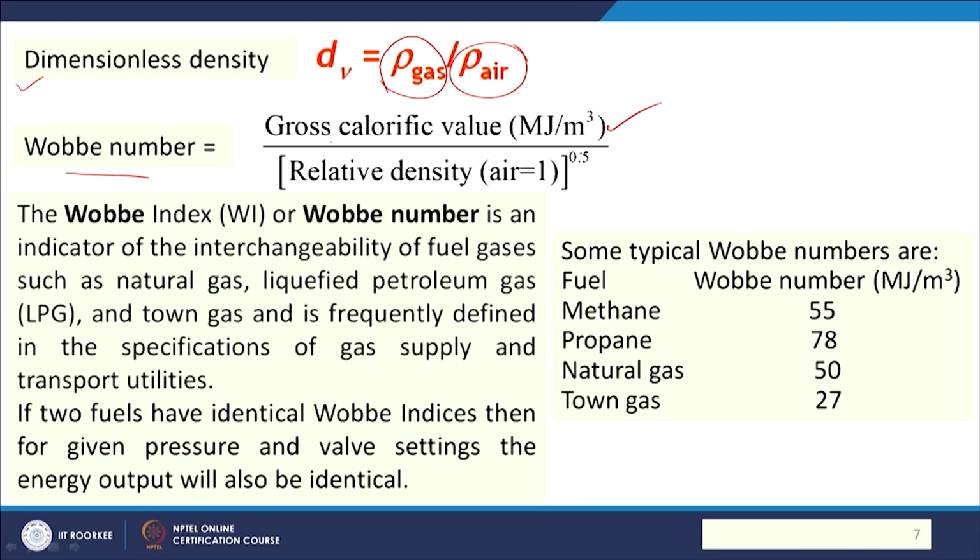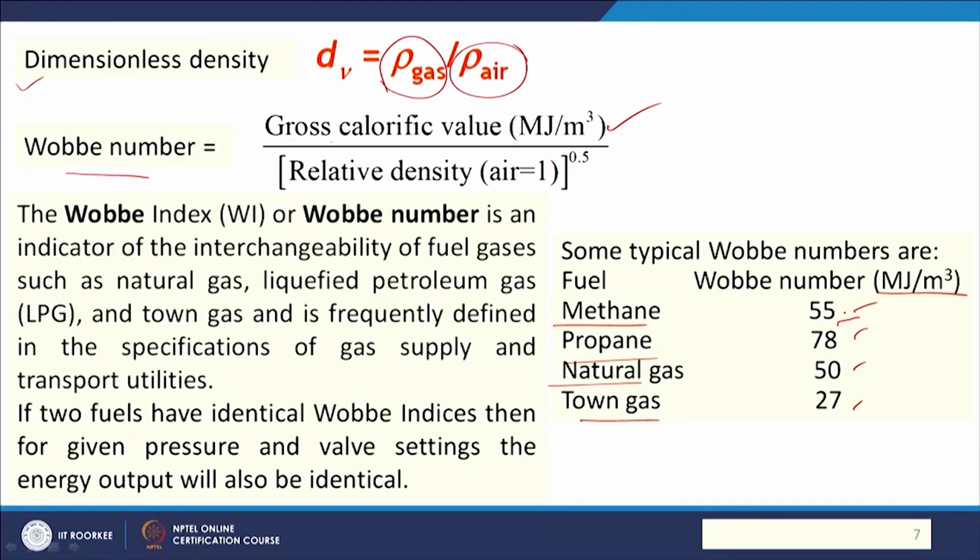Then this will come in megajoule per meter cube unit, and these are different types of gas which have different OB numbers. So, what is the significance of this number? Say I have a gas mixture and I am using it for a particular application, and I want to change one component in the mixture. Is it possible? That can be decided by the OB index, the OB number.